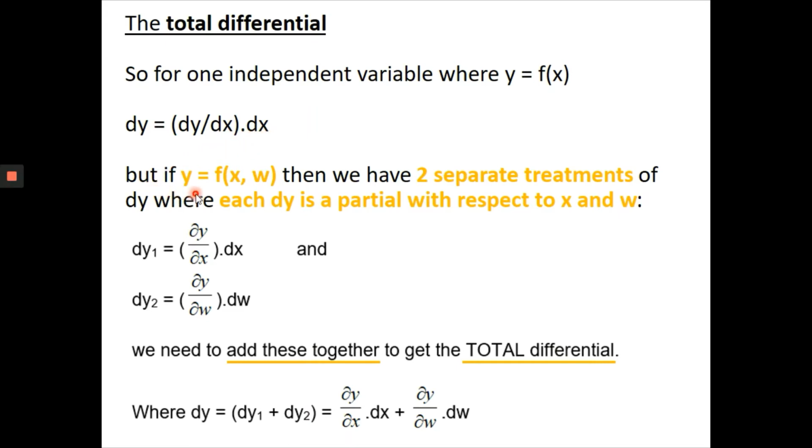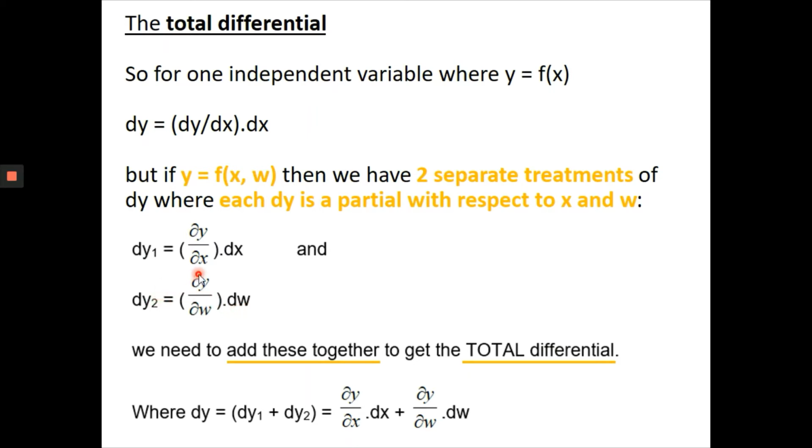Now we're going to work with a function where we have two independent variables, and in that case, we're going to have two separate treatments of dy, where each is a partial with respect to x and w. So that's what we see written here below. You can see we have to work out the effect of a change in x on y as well as a change in w on y.